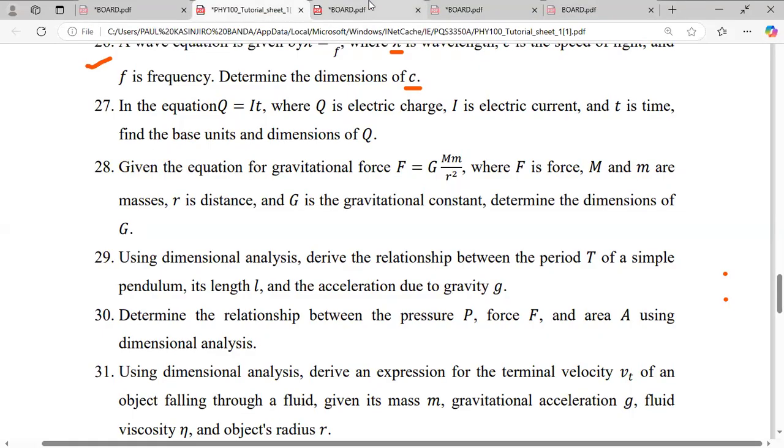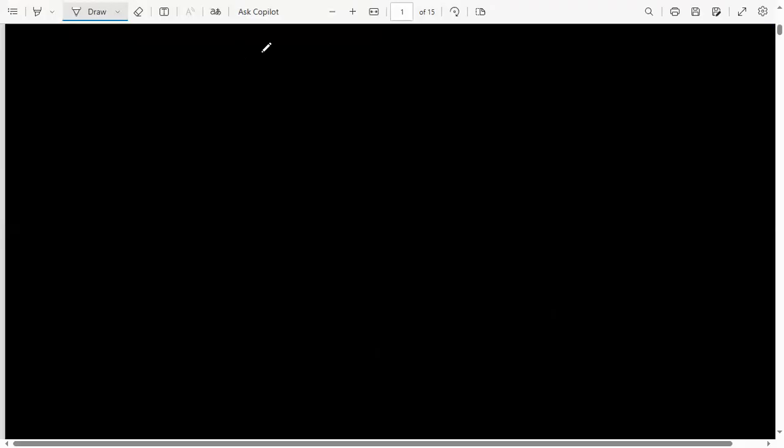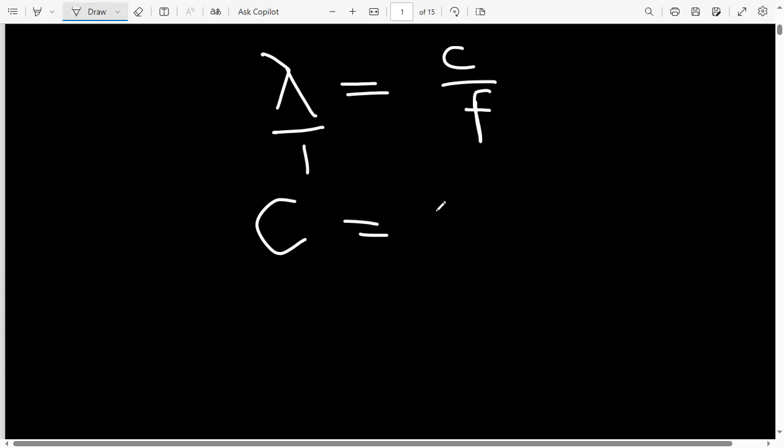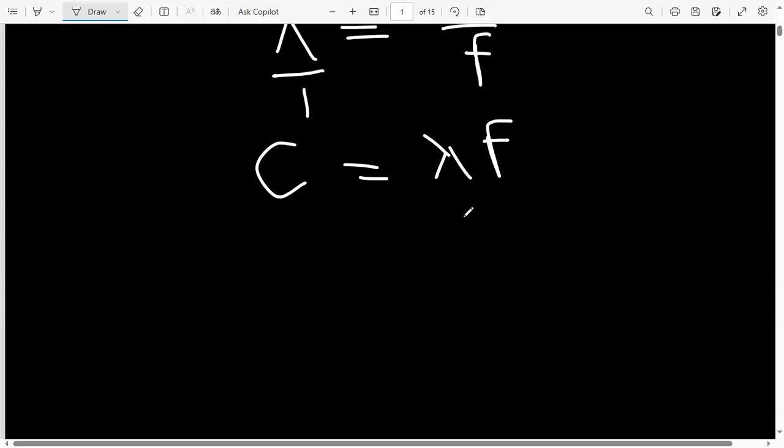So this is what we have here: lambda equals C over F. C is the speed of light, F is the frequency, and lambda is the wavelength. First of all, we are going to make C the subject of the formula. So C equals lambda multiplied by frequency. For us to determine the dimension of C, we have to know the dimension of lambda and the dimension of frequency.